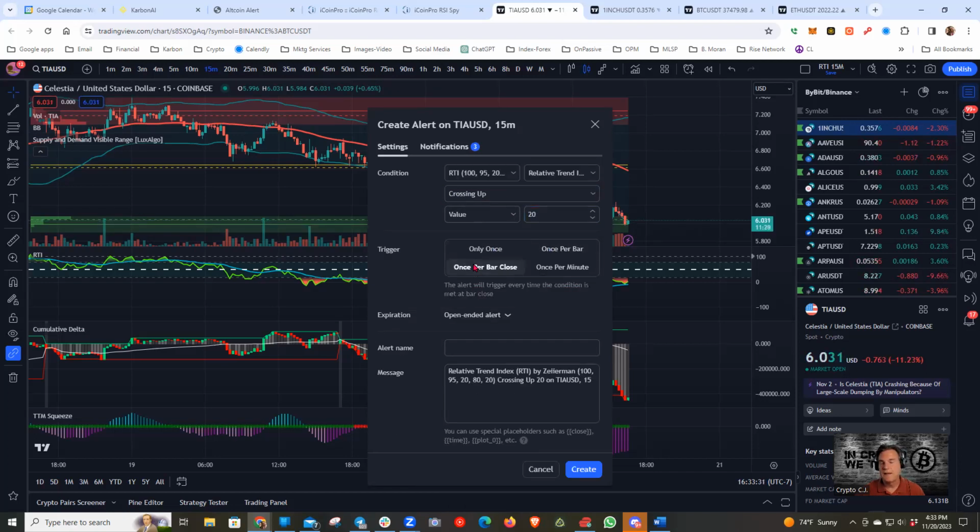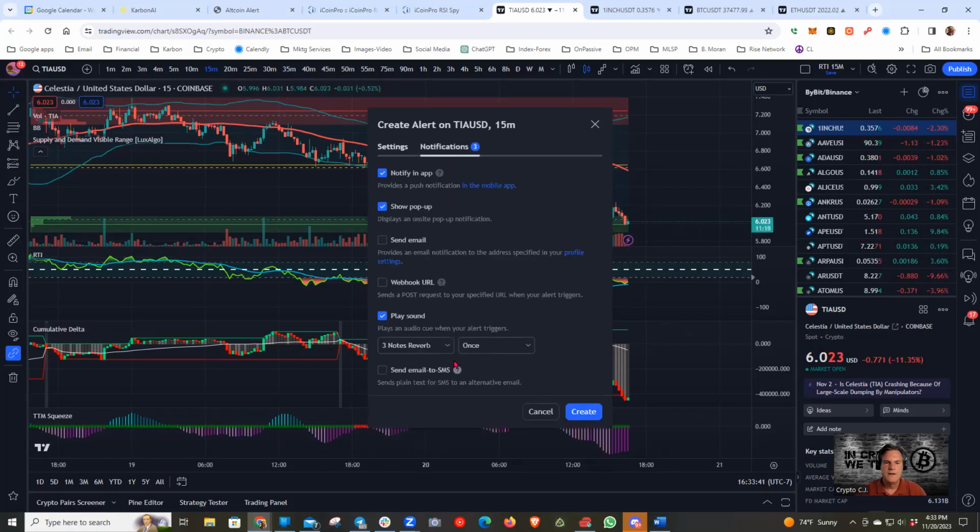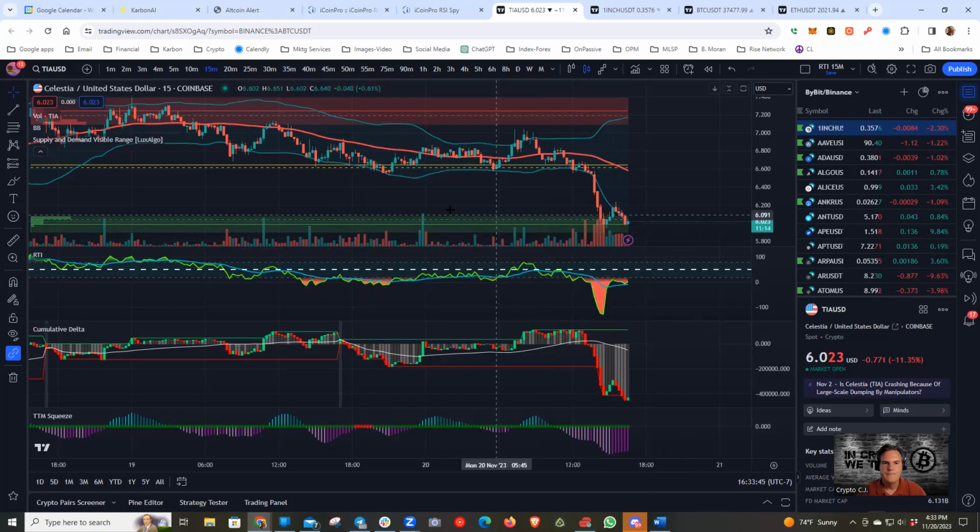Once per bar close, that'll leave it on until you turn it off, or you can do it just once. And then this is RSI SPY. Whatever alert you want to use, click create, and you're good to go. I think that's how I would handle that one on Celestia.